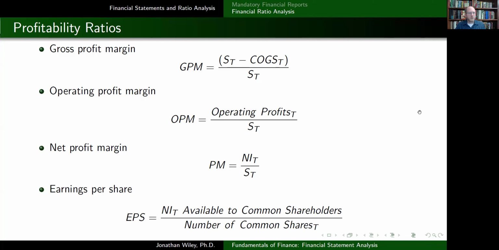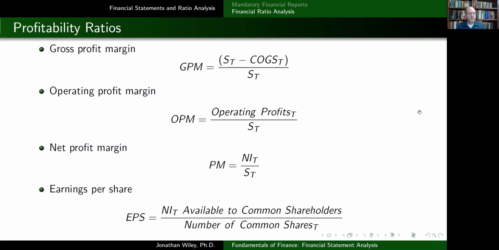In this video, I'm going to talk a bit about some profitability ratios. So let's start off with the gross profit margin. For gross profit margin, we look at sales minus cost of goods sold, which gives us gross profit, and we divide that by sales. So we're looking at basically what percentage of profit did we make from our sales, at least relative to the cost of goods sold.